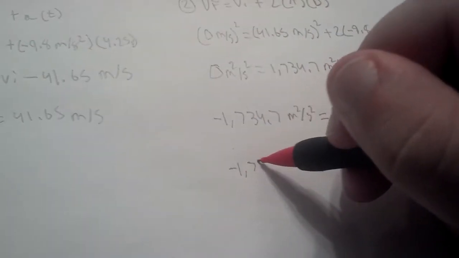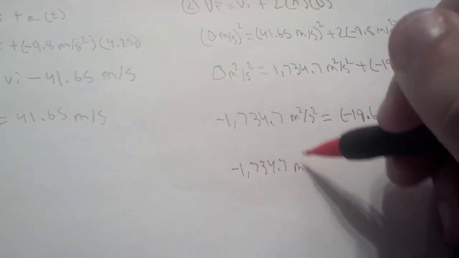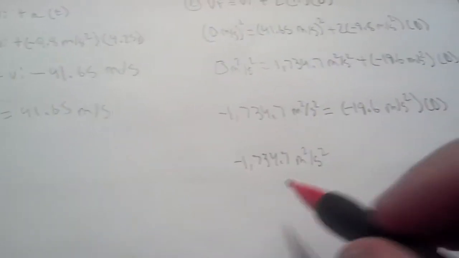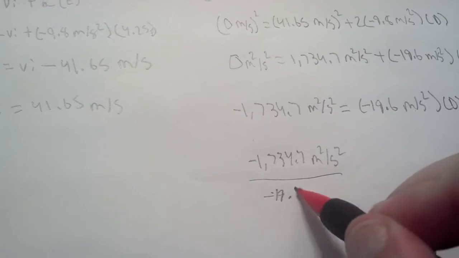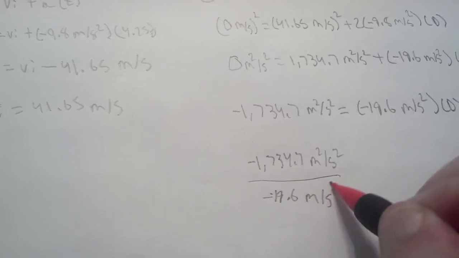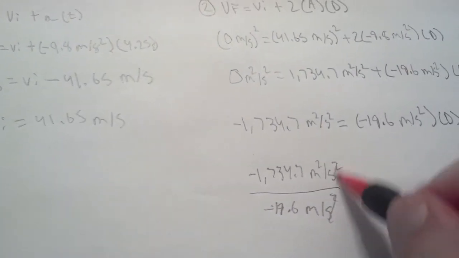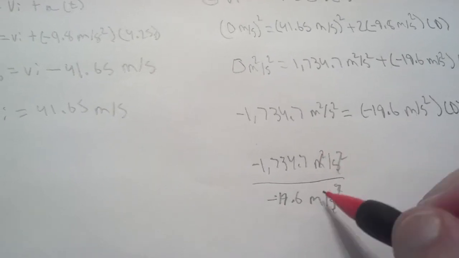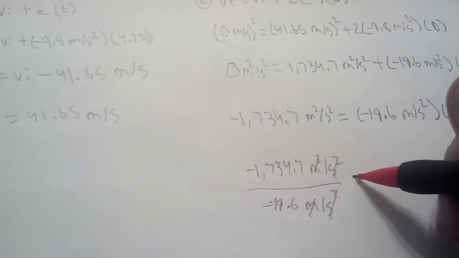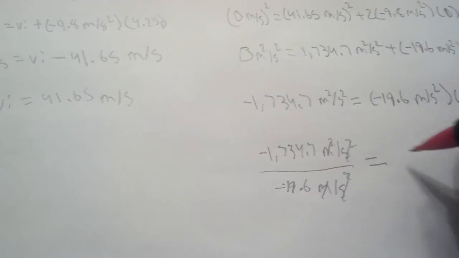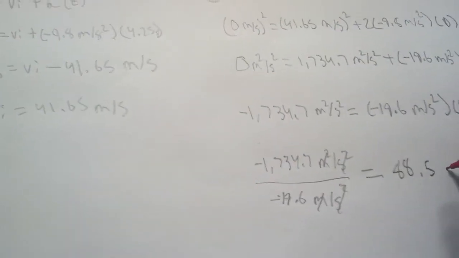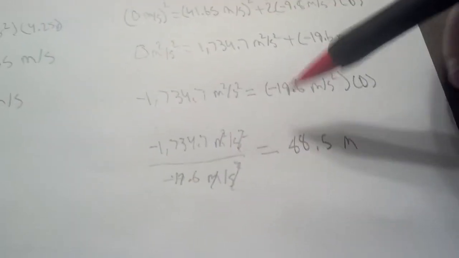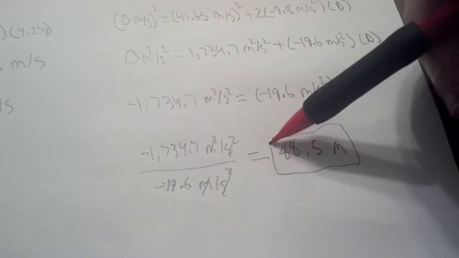So negative 1,734.7 meters squared over second squared divided by negative 19.6 meters per second squared. Your units cancel out, 1 meter and 1 meter, and then you're left with 88.5 meters, and that'll be the distance to the peak.